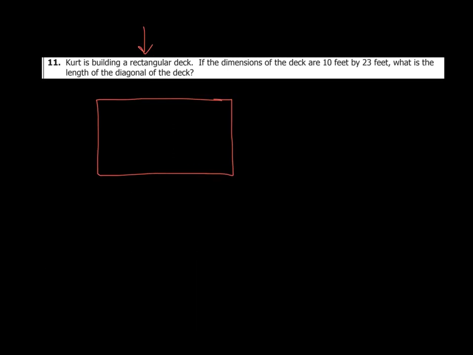Okay, so Kurt's building a rectangular deck. The dimensions of the deck, the sizes of the sides, are 10 feet by 23 feet. So we'll make the shorter side 10 feet and the longer side 23. That's aesthetically pleasing. But this is a rectangle, so the opposite sides are congruent, and these two sides are also congruent.